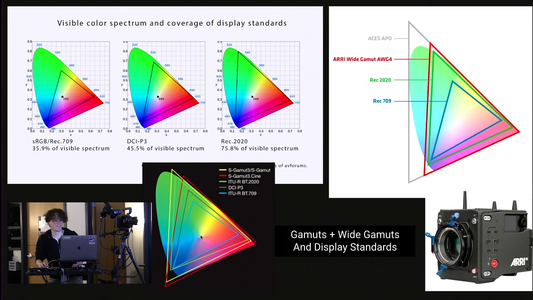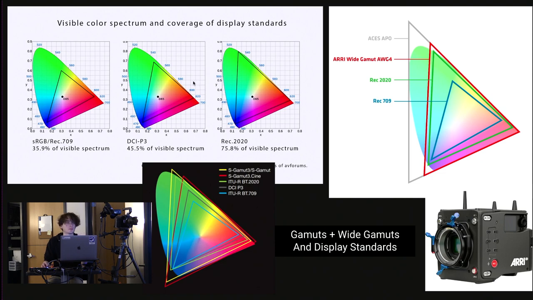This one? Yes. I noticed that some of the triangles for the gamuts go outside of the actual color shape. So what does that mean? Yeah, good question. We've talked about a wide gamut, and we can see P3 is wide. It's a larger triangle, but it's still inside of this shape here.